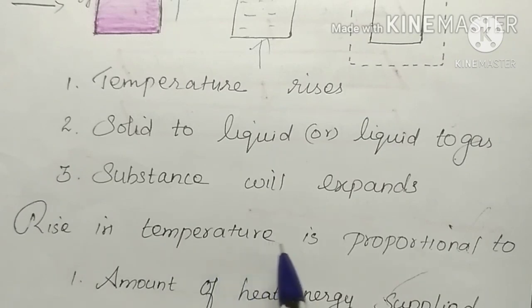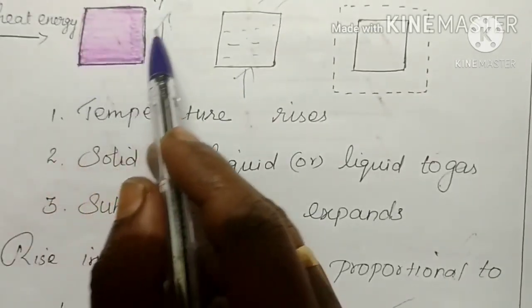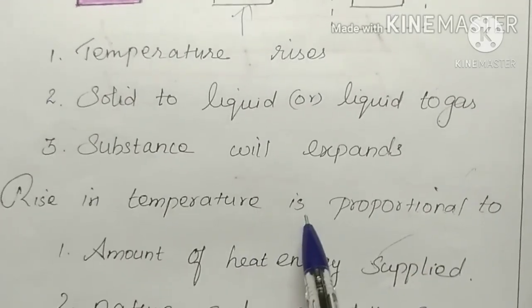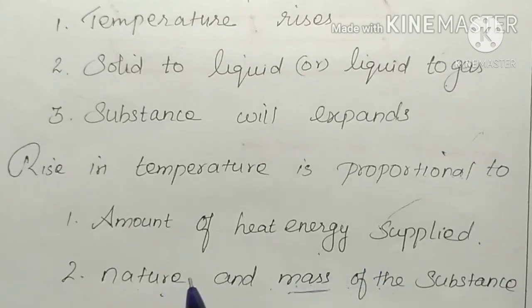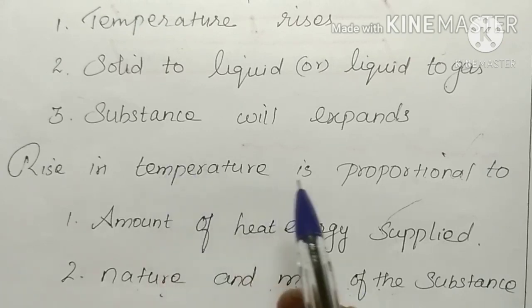The rise in temperature will depend upon the following factors. Change in temperature is proportional to the amount of heat energy supplied. How much heat energy we are giving, according to that the temperature will change. It also depends upon the nature and mass of the substance. Nature means the physical and chemical properties, and mass means how much of the substance we are taking.